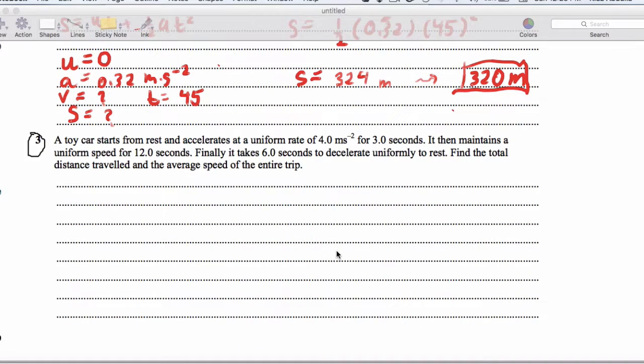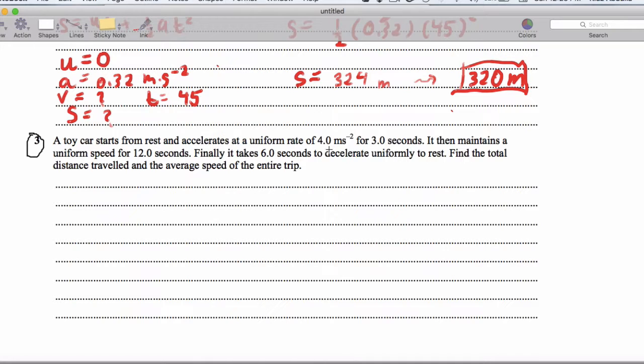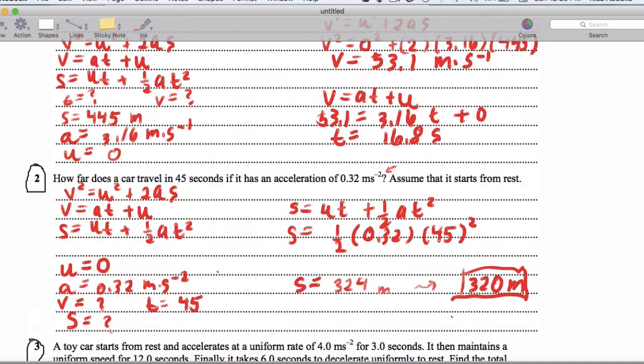All right, question number 3. We have a toy car. It starts from rest and accelerates at a uniform rate. It then maintains a uniform speed for 12 seconds, takes 6 seconds to decelerate. Find the total distance traveled and the average speed of the trip. So what we're going to do here is split this problem into 3 parts. Before I do anything else, let me just copy the relevant equations from the data booklet.